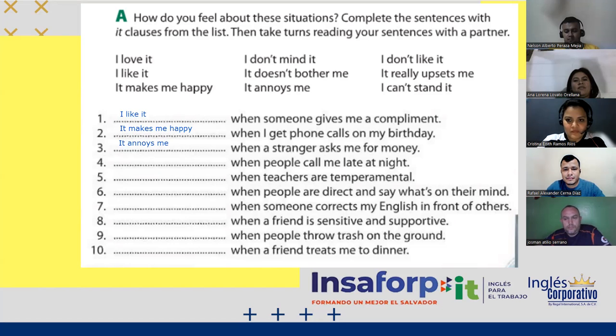Okay. But, with the number four. Okay. When people call me late at night, it annoys me. Ah, okay. La idea es así, mire, I know that's not a good thing. Pero la idea es que usted va a escoger a alguien y le va a preguntar, how do you feel when people call you late at night? Okay. Raul.